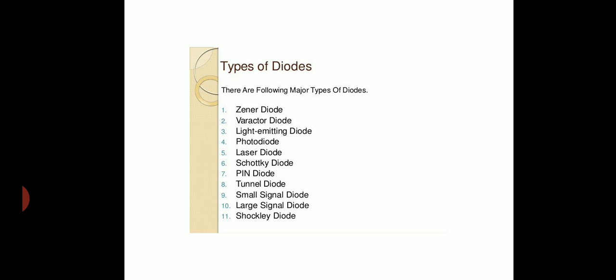So types of diodes. Some major types of diodes are given. One is Zener diode, second varactor diode, third light emitting diode, fourth photodiode, fifth laser diode, sixth Schottky diode, seventh PIN diode, eighth tunnel diode, ninth small signal diode, 10th large signal diode, 11th Schottky diode.